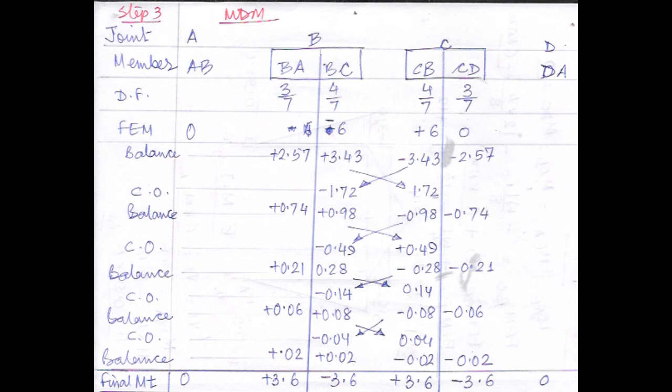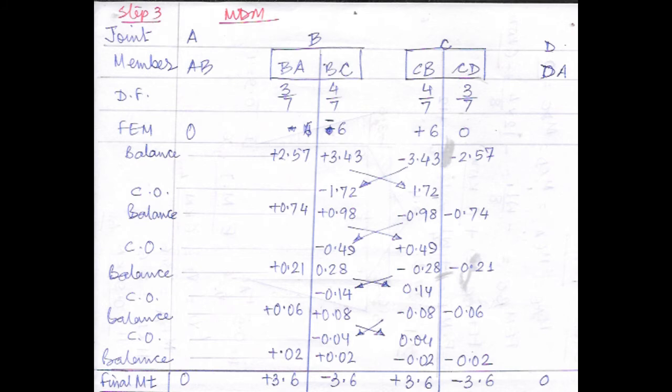Let us start with step 3, that is the moment distribution method. Please write down the table first. The first row is the joint. So what are the joints over here? A, B, C, D. 4 joints are there. Then in the next row you write member. What are the members? If we start with joint A, the member is AB. Then at joint B it is BA and BC. Joint C it is CB and CD. And joint D it is DC.